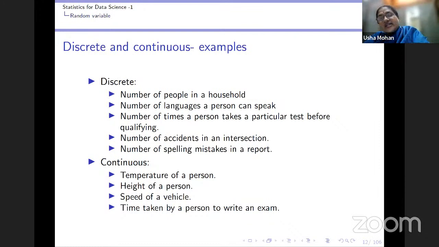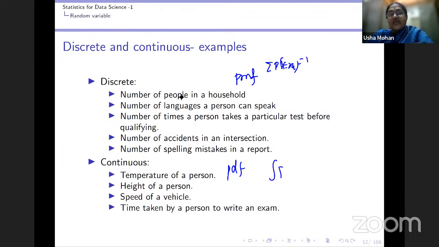When I have a discrete random variable, I talk about the probability mass function. When I have a continuous random variable, I talk about the probability density function. For both of them, I know that the summation of probability X equal to xi should be equal to 1, which is the same as the integral of f of x dx equal to 1 over the interval a to b. The area under the curve should be equal to 1.